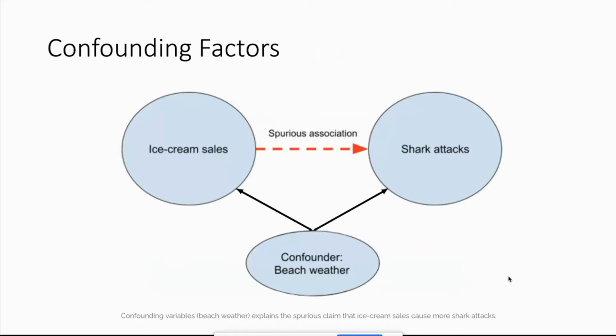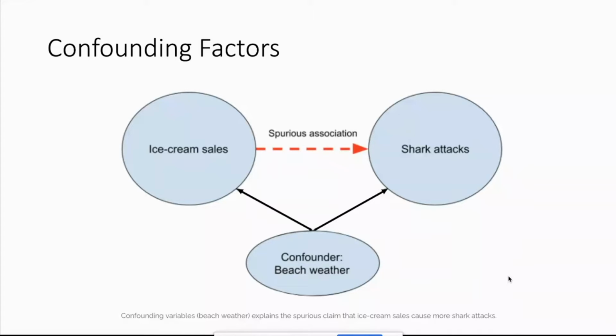do a simple observation, we could see that as the sales of ice cream increase, there is an increase in shark attacks. And one could say, well, does that mean that ice cream sales are causing an increase in shark attacks? And we know that is really unlikely to be true, and quite spurious and fantastical. So there could be an alternative explanation. And here we have the alternative explanation being the confounding factor.